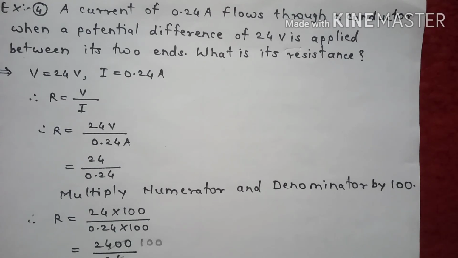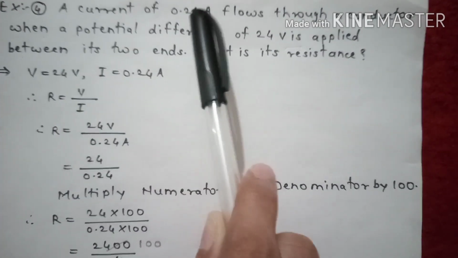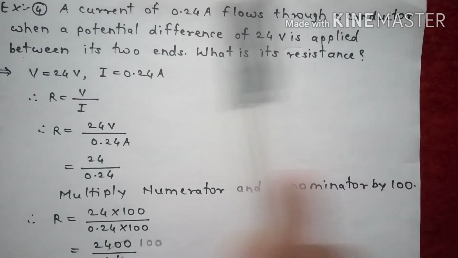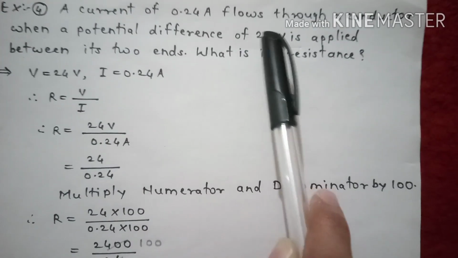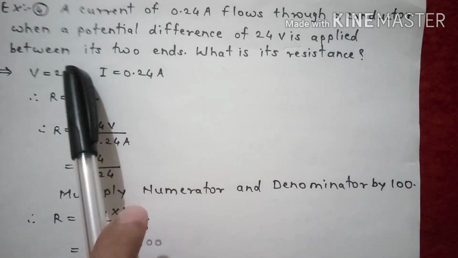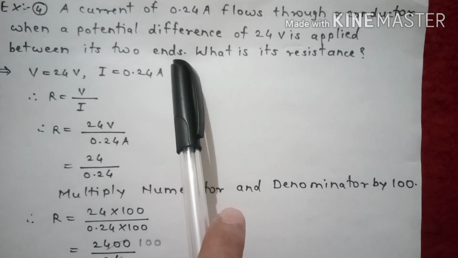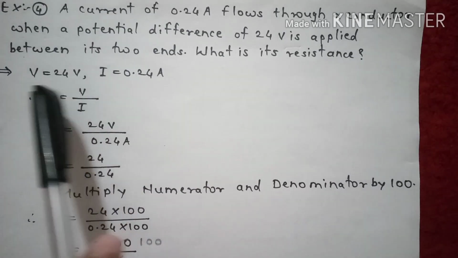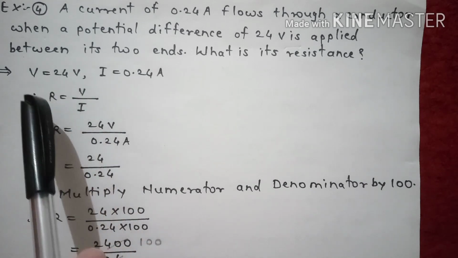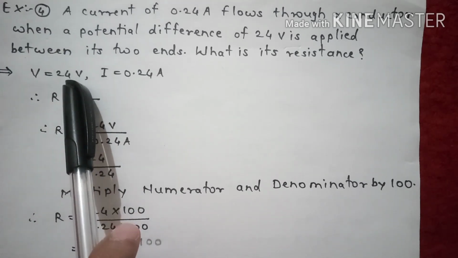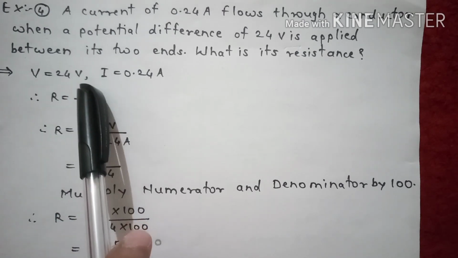Now, example number 4. A current of 0.24 ampere flows through a conductor when a potential difference of 24 volt is applied between its two ends. What is its resistance? So here we will first of all write the given things. V, that is potential difference, is equal to 24 volt.